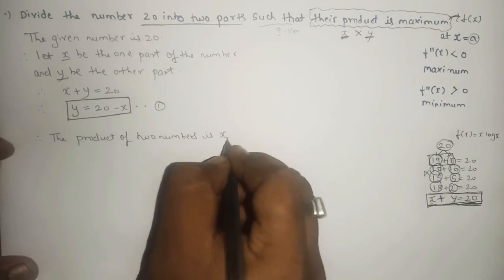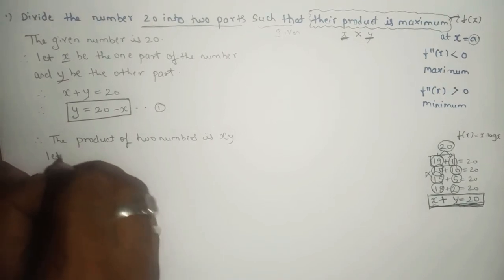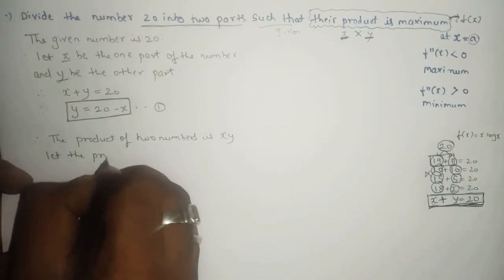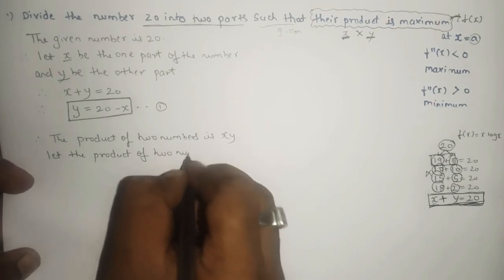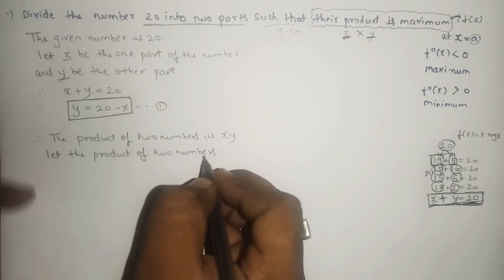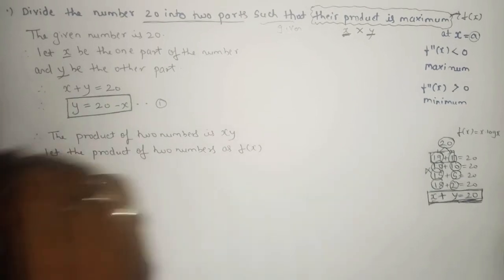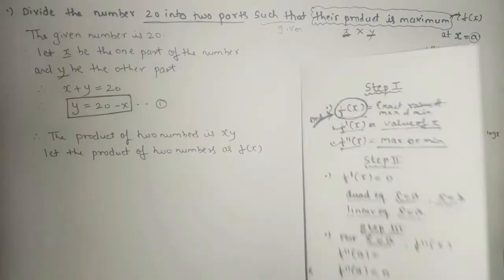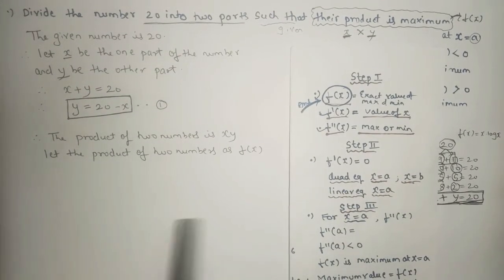Product means what? x into y. So now we'll take the product of two numbers as f of x, because we require f of x. As per the rule, we require f of x. After that only we can proceed to the next step. So that's why I told you.